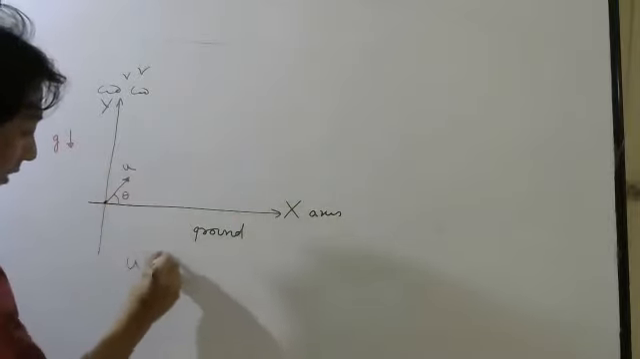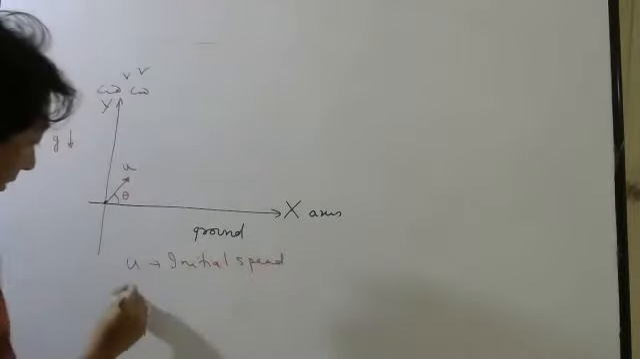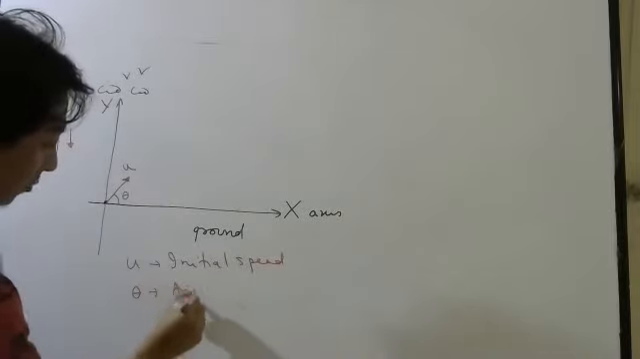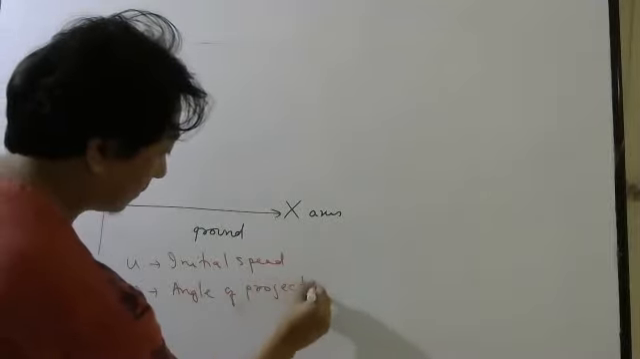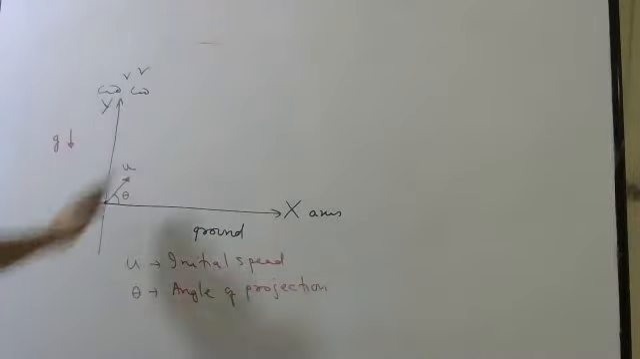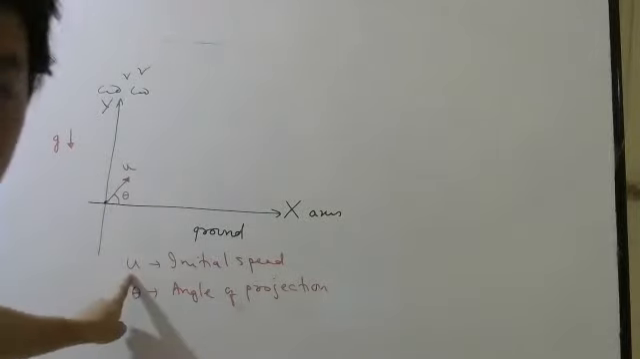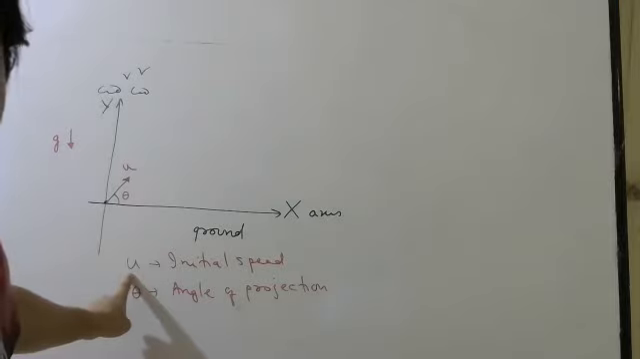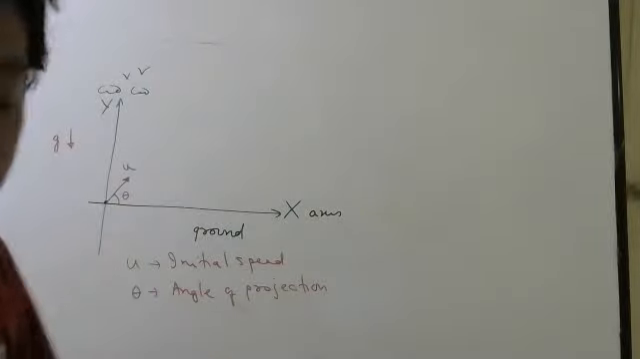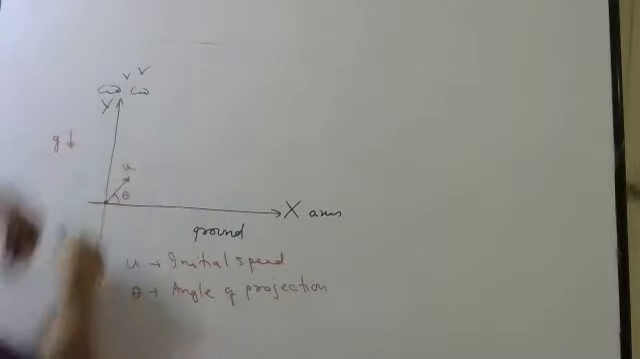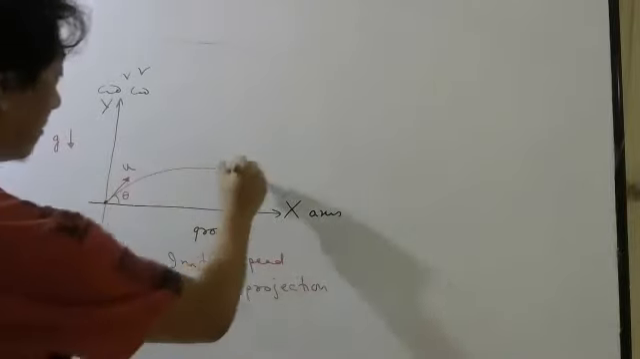So u is called initial speed. Theta is also called angle of projection. So u is initial speed. This arrow represents the velocity vector. U is the magnitude of the velocity. Magnitude of velocity means what, students? Speed. And theta is angle of projection. Now gravity is acting this way, so it will follow a curved path. Some curved path. This is the path.